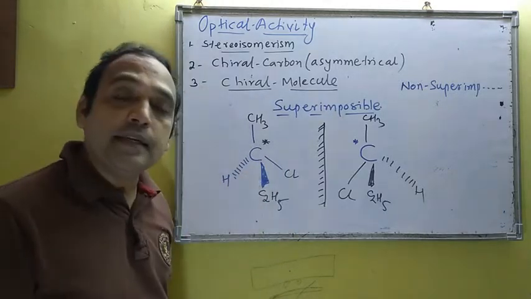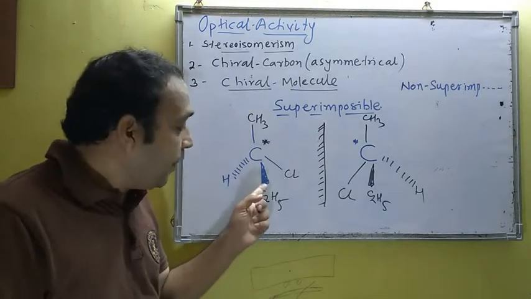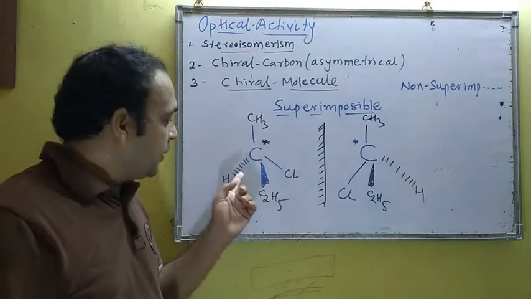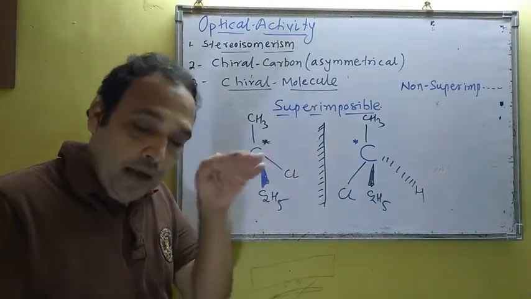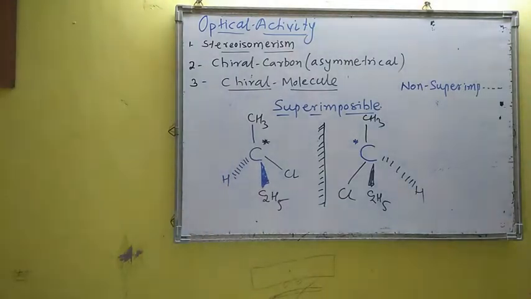What will the thick line indicate? That atom is above the plane. Where will that atom come? Above the plane or in front. And what will the dotted line indicate? Below or back side. Now this we can show by using our model.